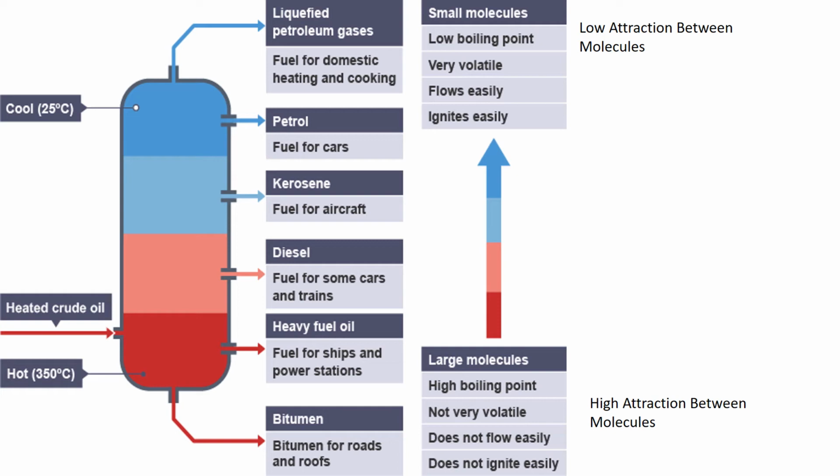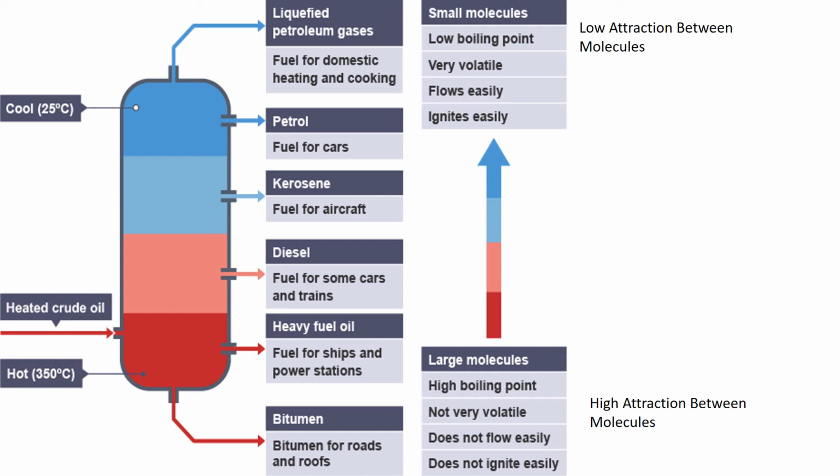Okay, so important to understand that the hydrocarbons with lower boiling points are smaller molecules. So they have low boiling points. They are very volatile. That means they react really easily. They flow easily, and they ignite or catch fire very easily.